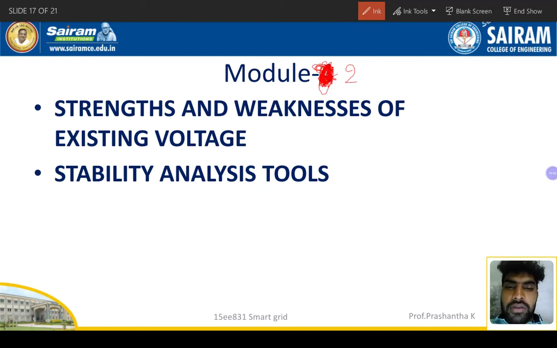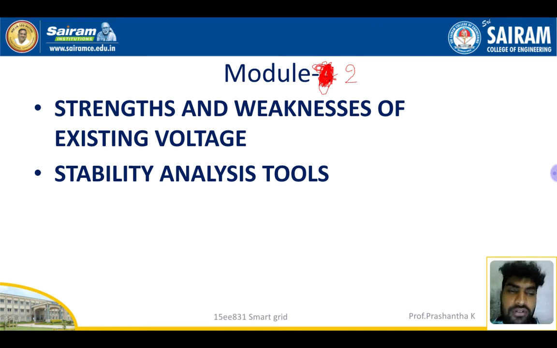Let us discuss Model 2, stability analysis tools: the ability to stabilize the power system or smart grid. We have some tools for stable operation. So these are the stability analysis tools we are going to implement in present power system grids, right? And we'll discuss strengths and weaknesses of existing voltage and current, right? So let's move on to the topic.